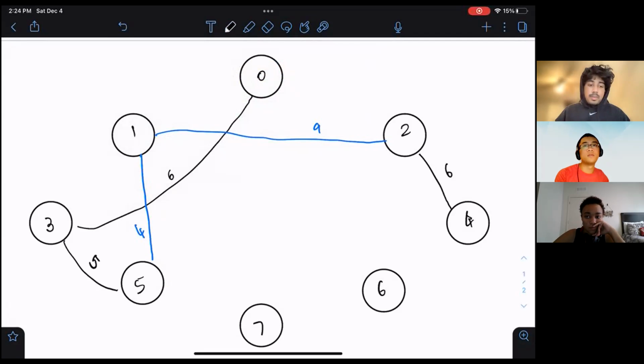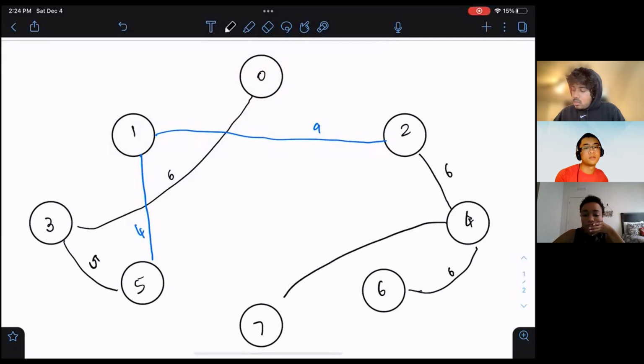And then 4 goes to 2, but we already did that. 4 also goes to 6, and it has a weight of 6. And then 4 also goes to 7. It has a weight of 9. And then 5 goes to 1, but we already did that. 5 goes to 3, we already did that. Then 5 also goes to 7 with a weight of 4.